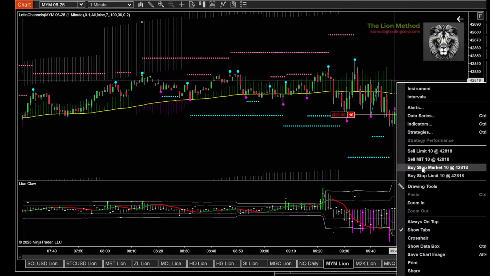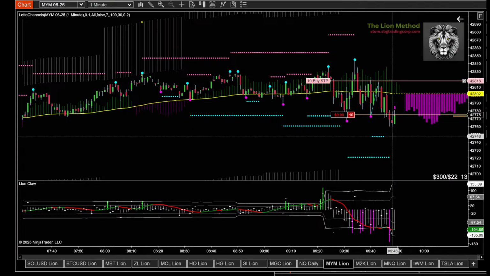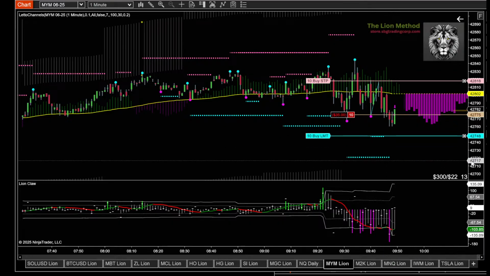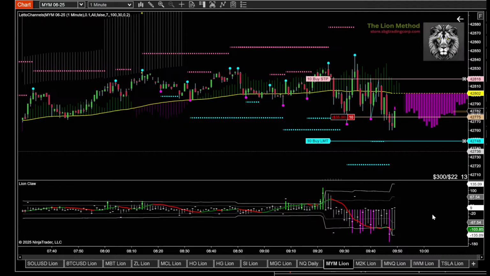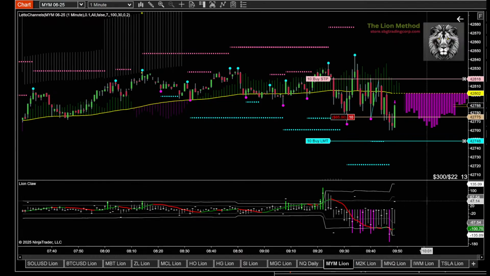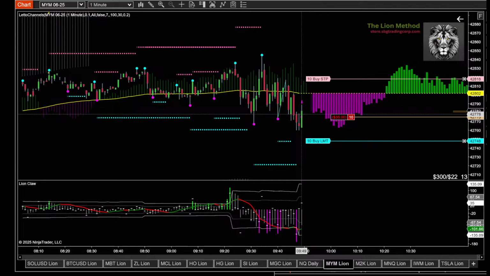Let's do a buy stop market above that swing. Order submitted. And I'm just going to target right here, buy limit 10. Order submitted. At the target that extension 62 gave us. So we are short based on a real simple trend. Net delta was strongly negative. Tendency is moving downward. And we just broke this support.